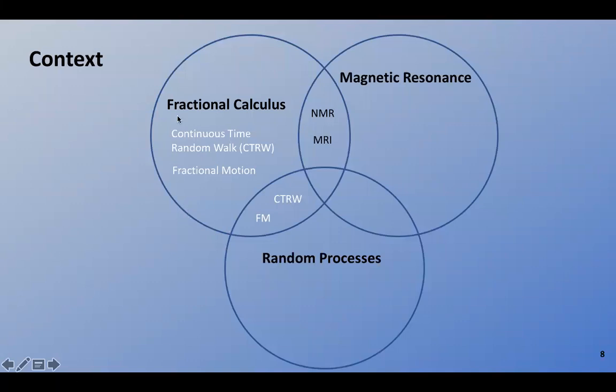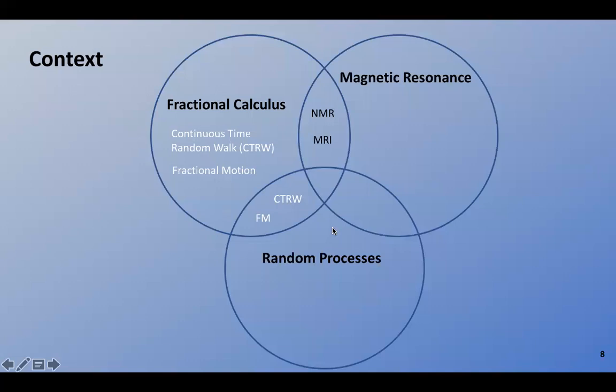I mainly talk about applications involving continuous time random walk and fractional motion, the so-called CTRW and fractional motion models. I'm assuming I'm talking to people that are in your lab and they know as much about or more fractional calculus as I do. So I'm not going to waste any time going through the usual suspects. We're going to go right to it.